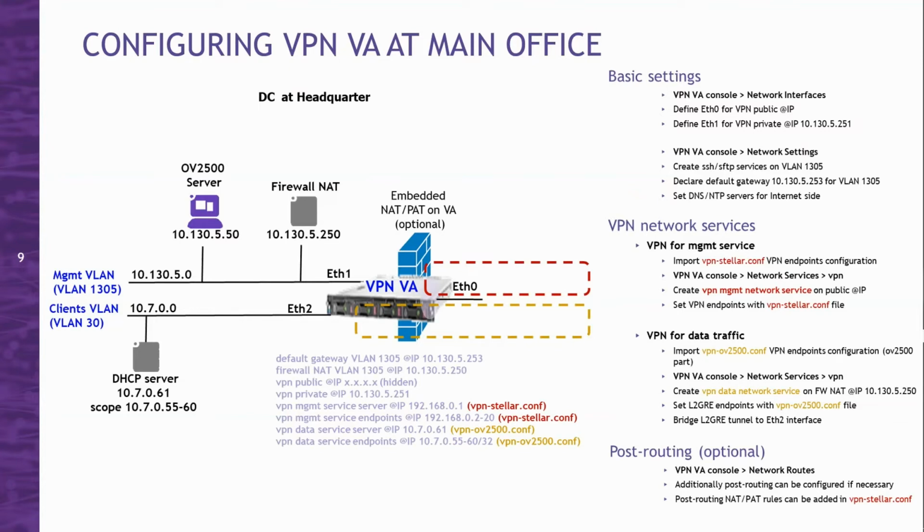L2GRE services for the data traffic are created using the L2GRE endpoint files defined in the .conf file that was generated with OV2500. L2GRE terminations are reached on the Ethernet 2 interface connected to the client's networks. Additionally, routes and address translation rules can be added in the server. Such additional settings are usually done for main offices that do not have a corporate firewall server.